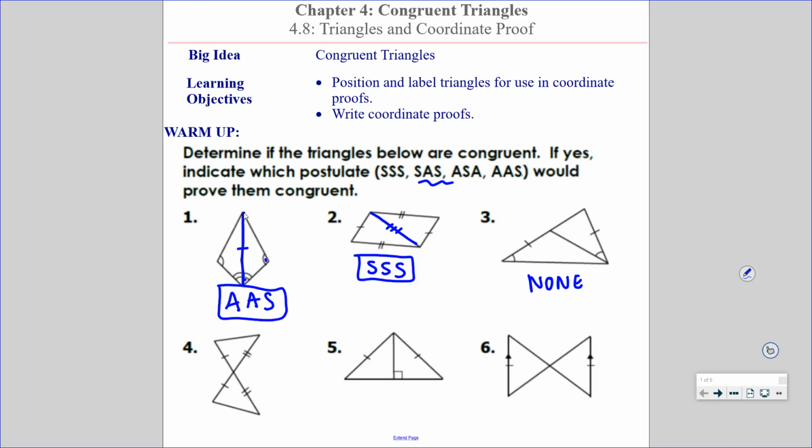Number four, they're showing me these sides are congruent. And then I have a pair of vertical angles here, so even though it's not marked, I need to recognize, hey, those are vertical angles, those would also be congruent. And then we can use side, angle, side, SAS.